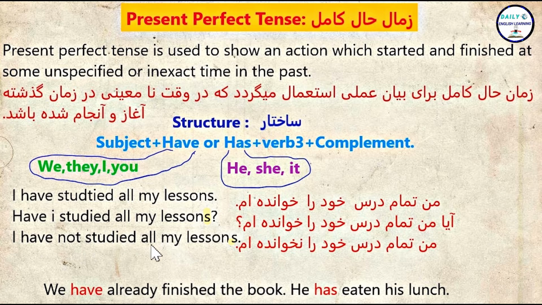I have not studied all my lessons. من تمامی درس‌های خود را نخواندم. جمله منفی شد. We have already finished the book. ما تا حالا کتاب را تمام کردیم. He has eaten his lunch. او نهارش را یا چاشتش را خورده تمام کرده.